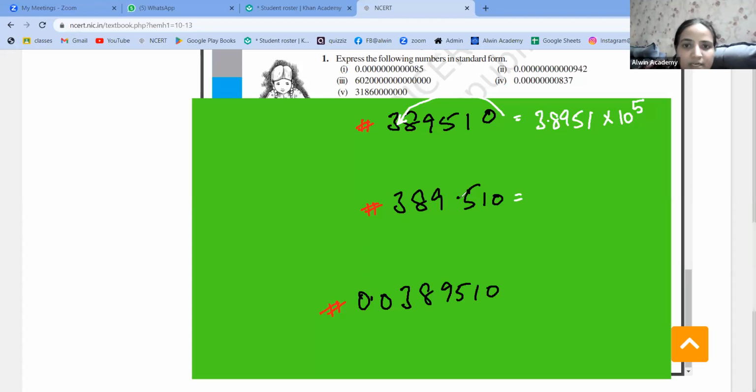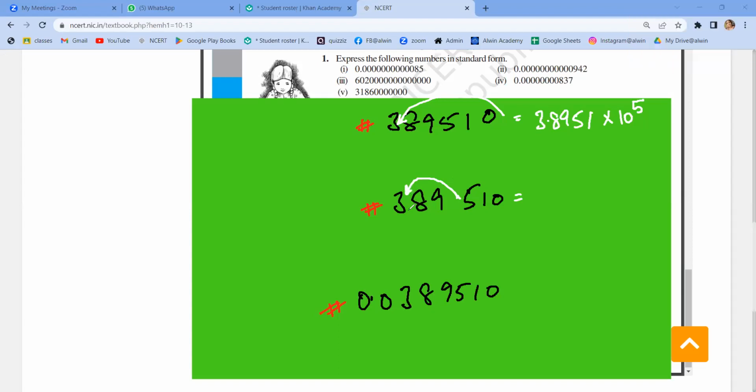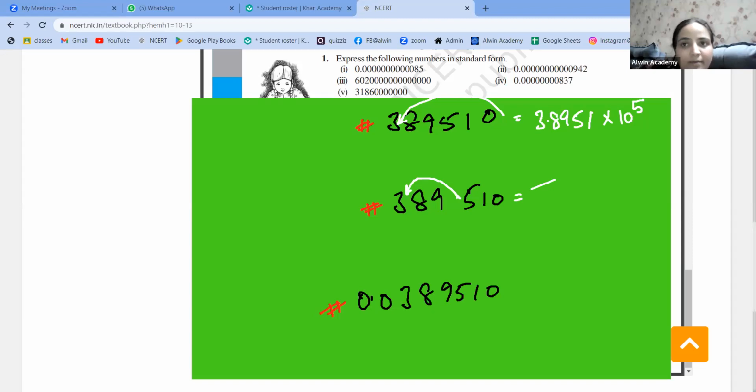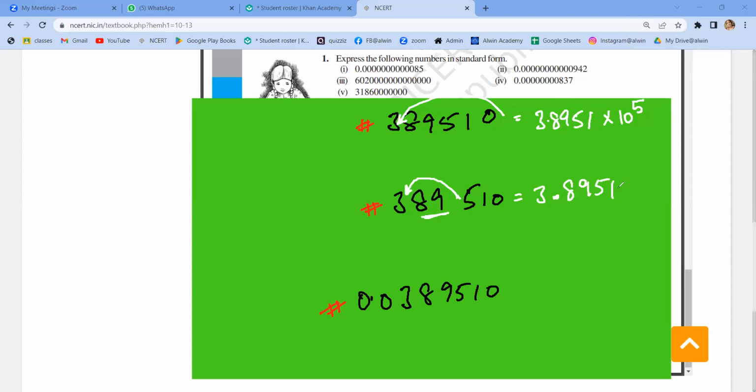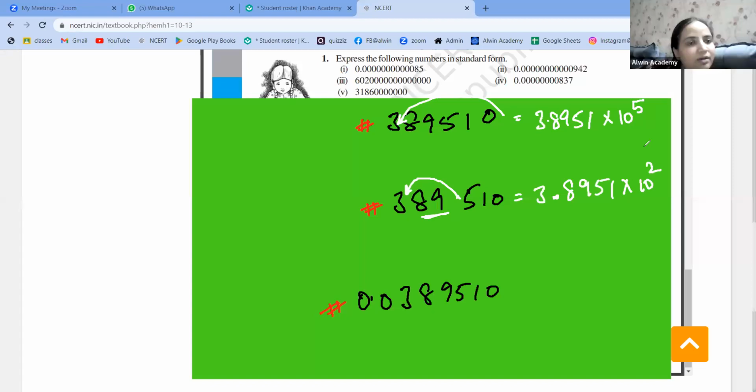Pay attention on screen. This decimal point has to move 2 steps back, no? Yes, ma'am. Then 3.8951 would be the number in standard form. So I'll move 2 steps to the left. The number will be 3.89510. Even if I don't write the zero, it's okay. How many steps am I moving my point to the left? 2 steps only. And whenever I'm going into 10, it should be 10 to the power 2. Very good.